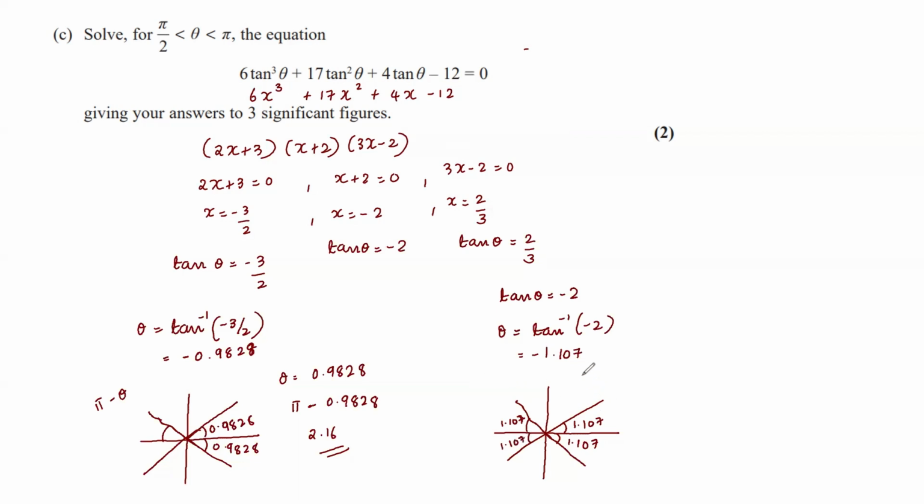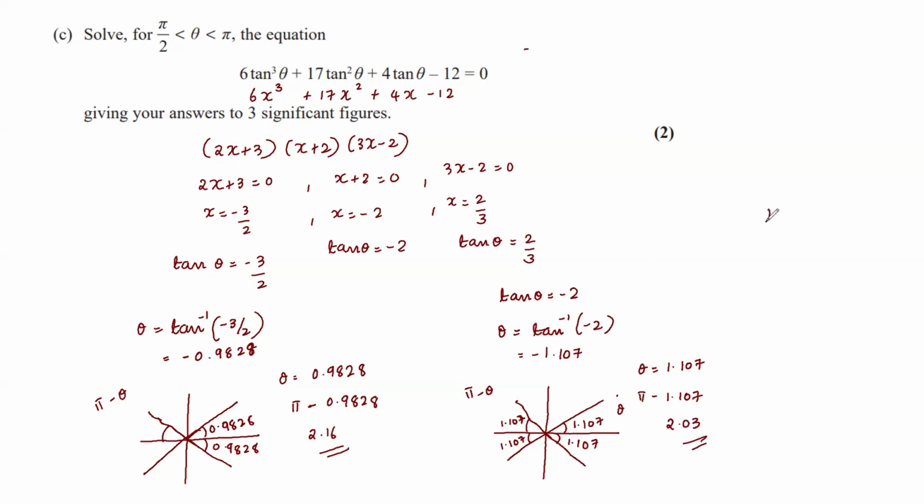Now this is what we are talking about, the second quadrant here. In the second quadrant, if this angle is theta, the second quadrant representation is pi minus theta. So theta, we got it as 1.107. So pi minus theta will be pi minus 1.107, which will give us 2.03 as the second answer.